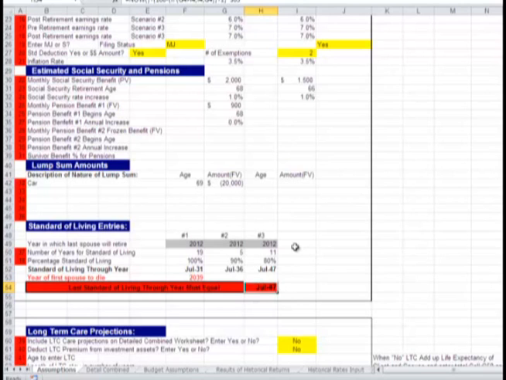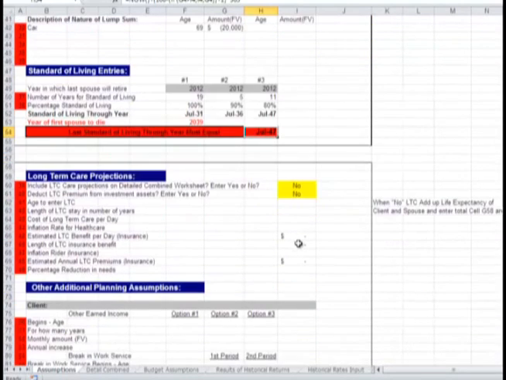For this demonstration, we will skip over the section on long-term care projections. If this is something that you're concerned about, whether you can afford it or what might happen if you don't have it, you should talk in person with a Team advisor.